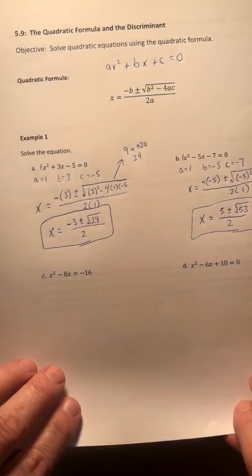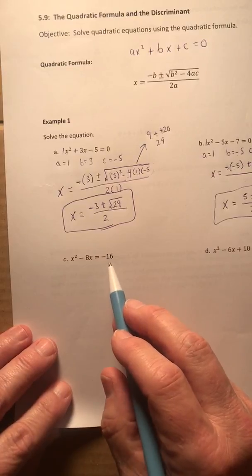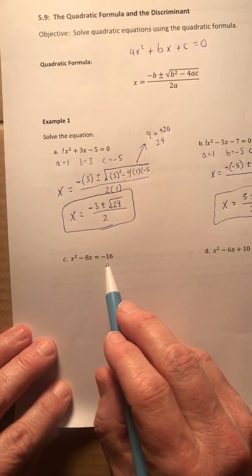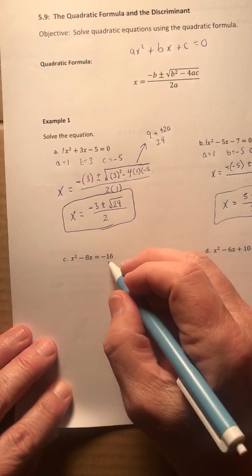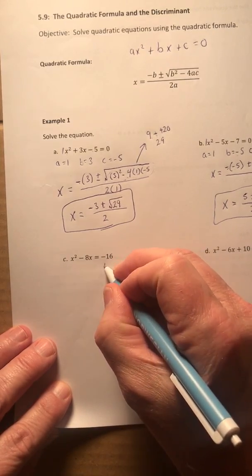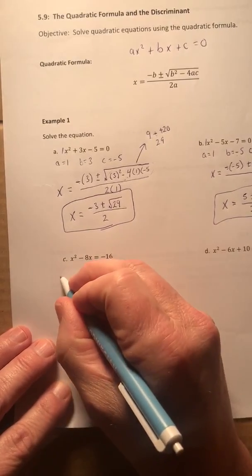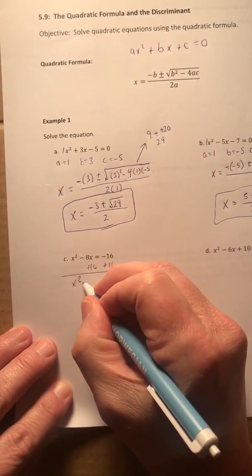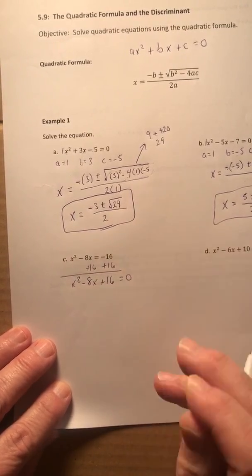All right. Now, C, here's one you've got to be careful with because this isn't in standard form. Remember, they have to be in standard form to get your a, b, and c. So we have to move the 16 to the other side. So we add 16, and we get x squared minus 8x plus 16 equals 0.